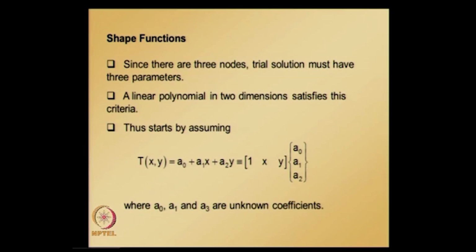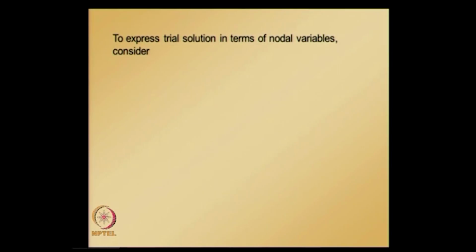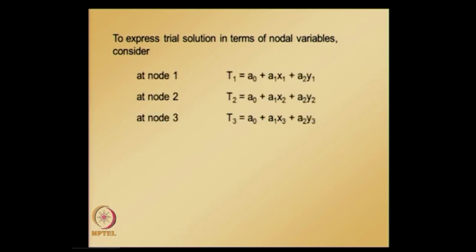So, to start with, to derive the shape functions for the 3 node triangular element, the trial solution is assumed as T is equal to a0 plus a1 x plus a2 y. Now, the T value at node 1 is T1. To express the trial solution in terms of nodal values, we apply this condition at node 1: T is equal to T1, x is equal to x1, y is equal to y1. Similarly, at node 2 T is equal to T2, x is equal to x2, y is equal to y2, at node 3 T is equal to T3, x is equal to x3, y is equal to y3.